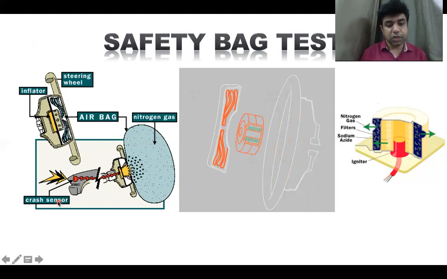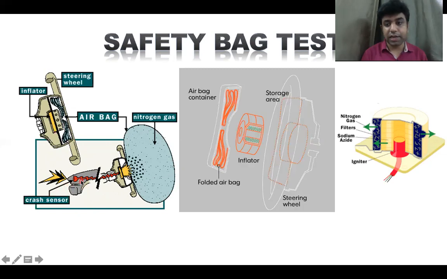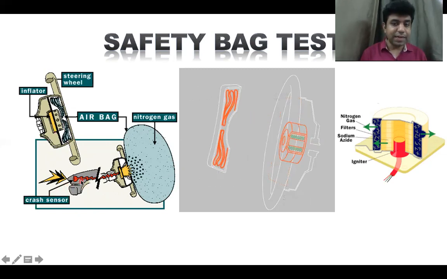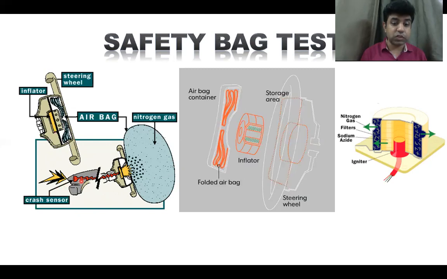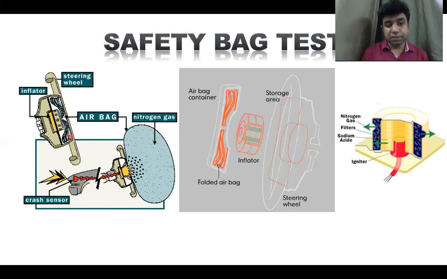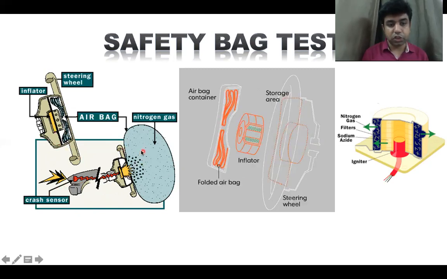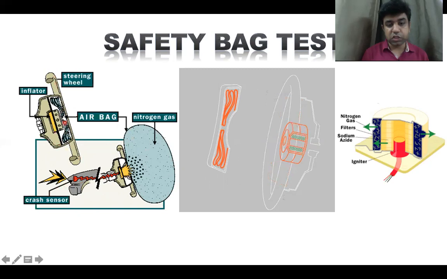But first of all, let us understand the mechanism of how it operates. See, if a sudden crash happens, then this particular crash sensor will get activated. Whenever it gets activated, it sends one signal to this particular inflator, right? This inflator will open the airbag, which will fill that particular airbag with nitrogen, right? The airbag is present in the steering wheel.